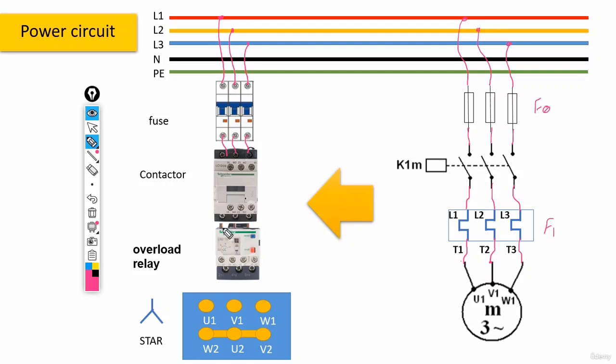Then, in the next step, the contactor would be connected to the overload relay, or the bimetal. And at the end, the bimetal itself would be connected to the motor. All right. Now, basically, guys, this would be a complete power circuit that we can use, or, in other words, that could help us start up, or turn on, a three-phase motor.